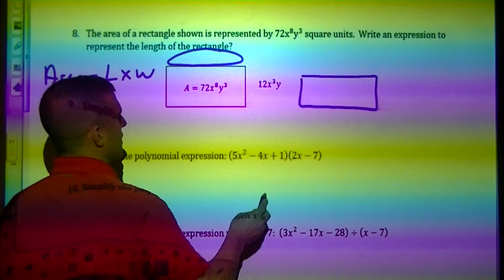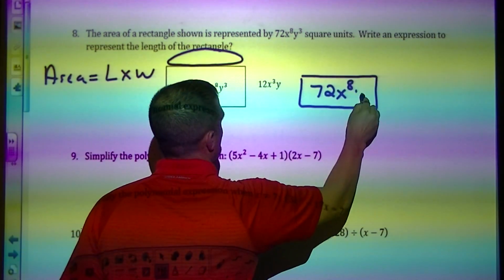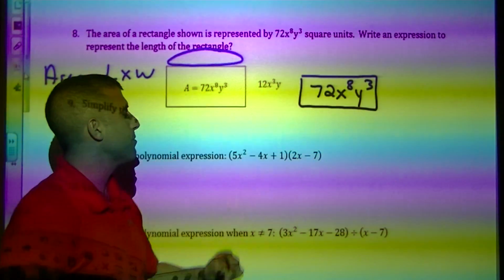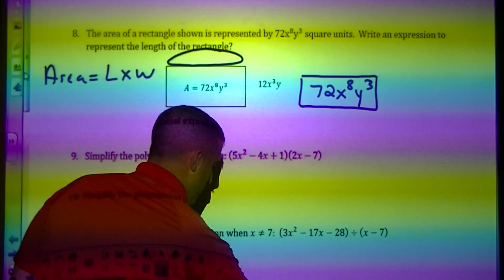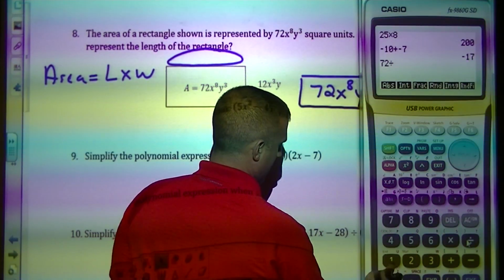Okay, you could use a single box. I have to get it to be 72x^8y^3. So what you have to think about is what could I get to multiply to get you that. If you want to, you can use division if you get confused, and see if that works.